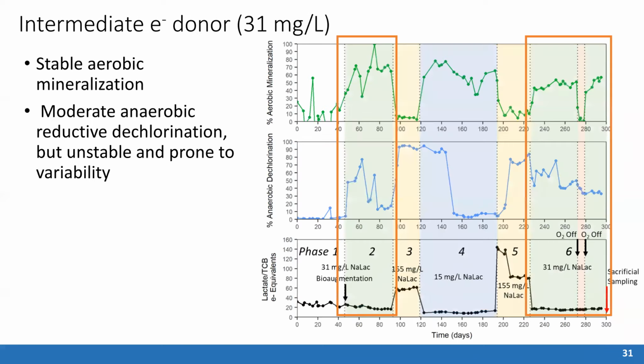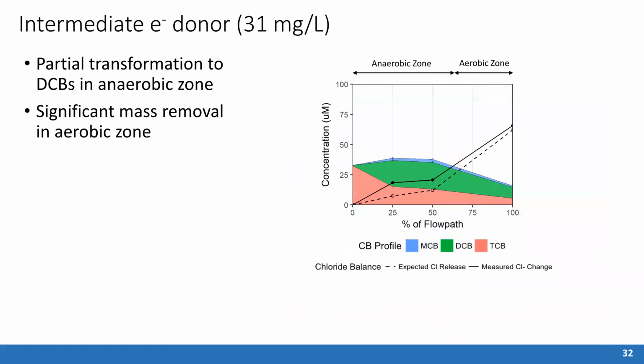And then finally, there's the intermediate carbon at 31 milligram per liter. So in this case, you get sort of stable mineralization. So the green line bounces around some, but you are seeing significant mineralization. And you also see anaerobic dechlorination. So now this is an intermediate range, and so we're able to get both dechlorination in the anaerobic zone and aerobic oxidation. And that's shown here.